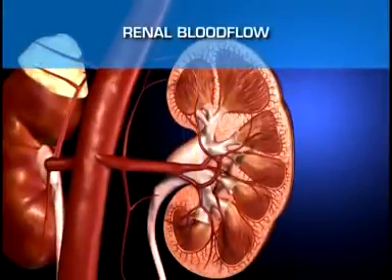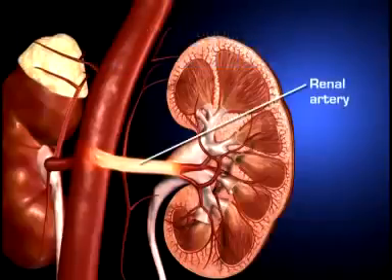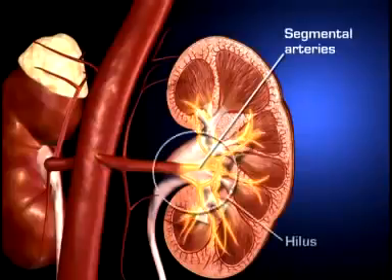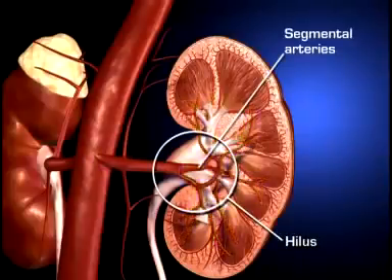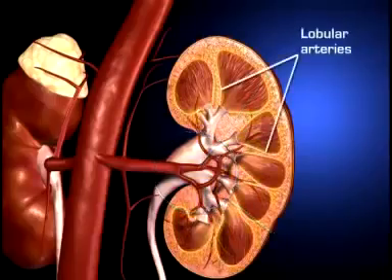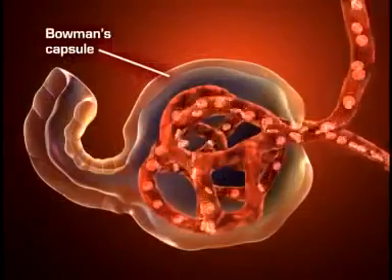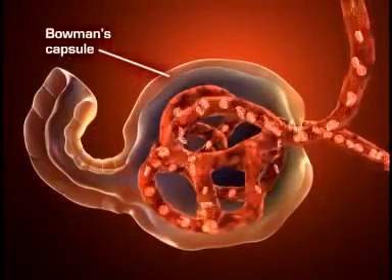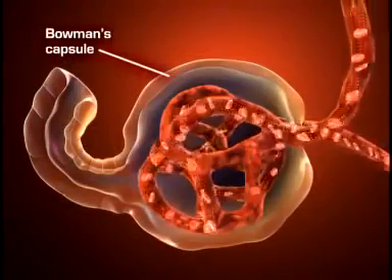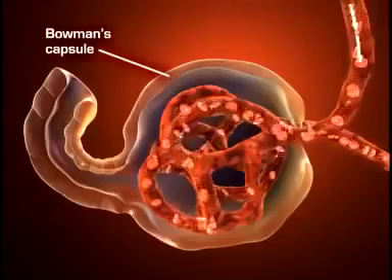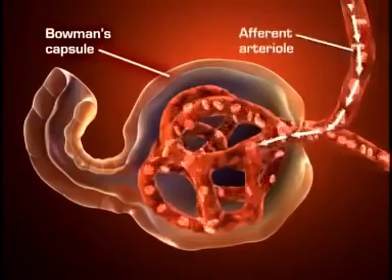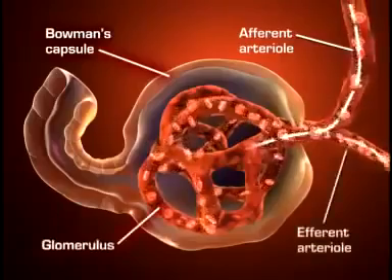Each kidney is supplied with blood by a single renal artery that arises on its respective side of the aorta before dividing into 5 segmental arteries that enter the hilus. Within the kidney, each segmental artery branches into several lobular arteries. The lobular arteries further subdivide to form interlobular arteries, which branch off into afferent arterioles. Blood flows into the glomeruli through the afferent arterioles. Blood flows out of the glomerulus through the efferent arteriole.